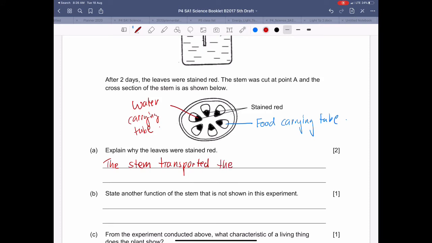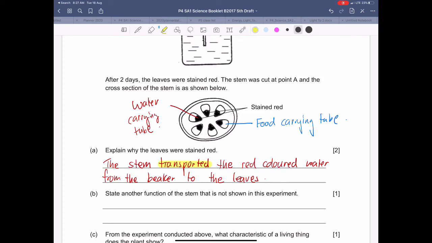the red colored water from the beaker to the leaves. Okay, so it is very important, whenever the function is a transport function, you must always tell me from where to where. Don't just tell me, oh, stem transported red colored water to the leaves. Where did the red colored water come from?